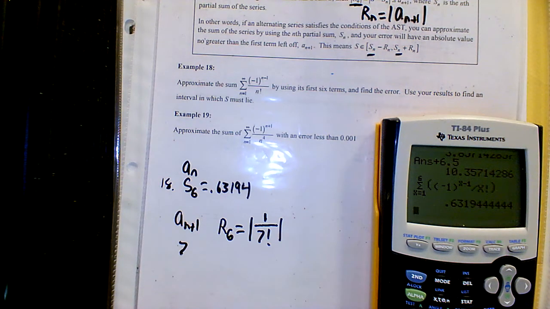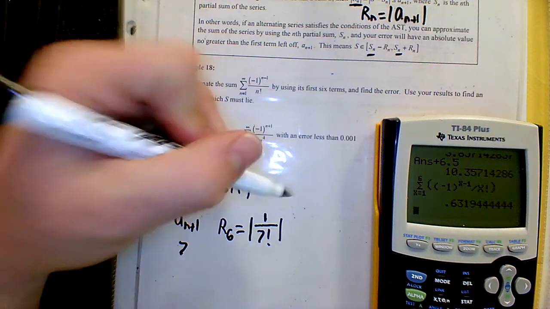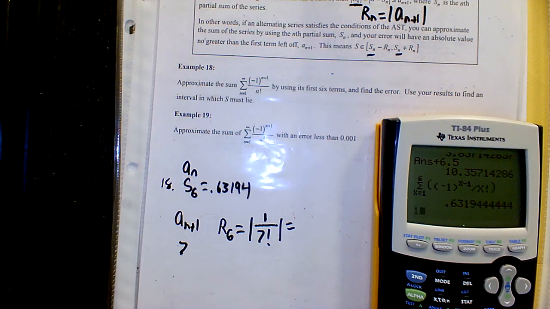This isn't the summation of 7 terms. This is just the value of that 7th term. And you can go ahead and calculate the value of that 7th term.